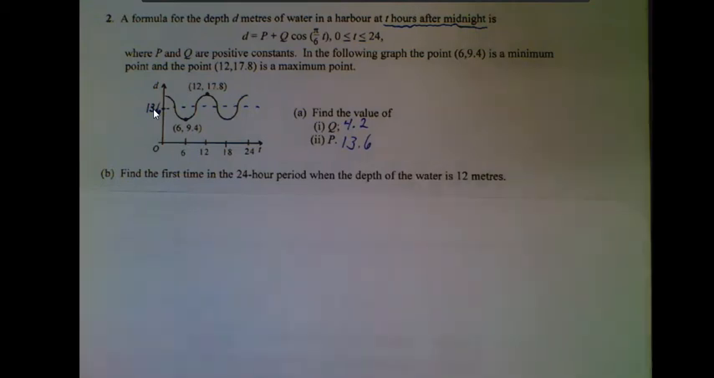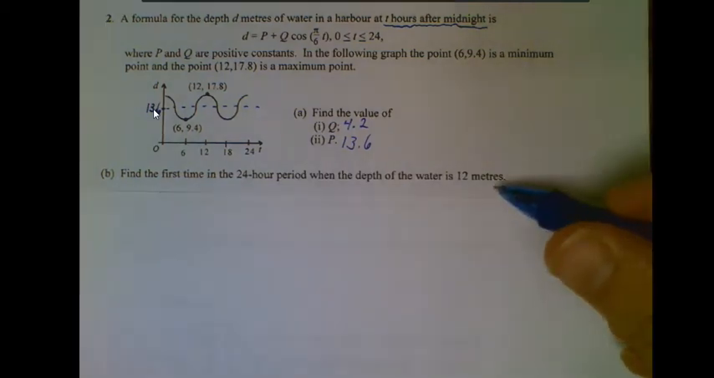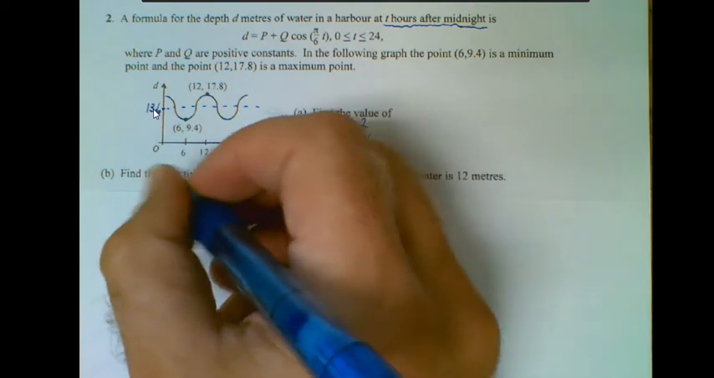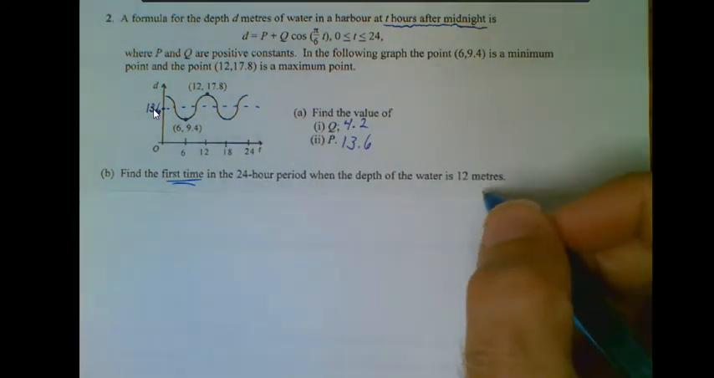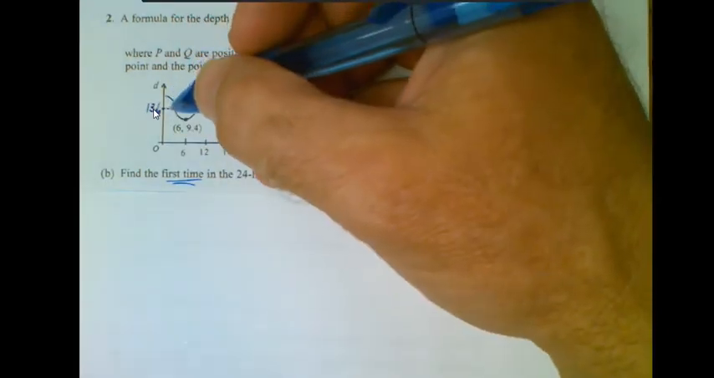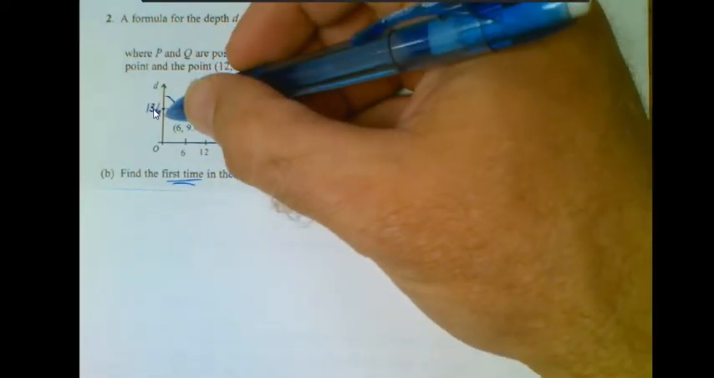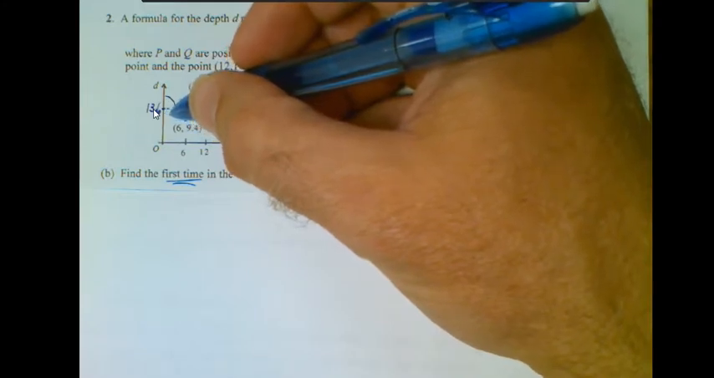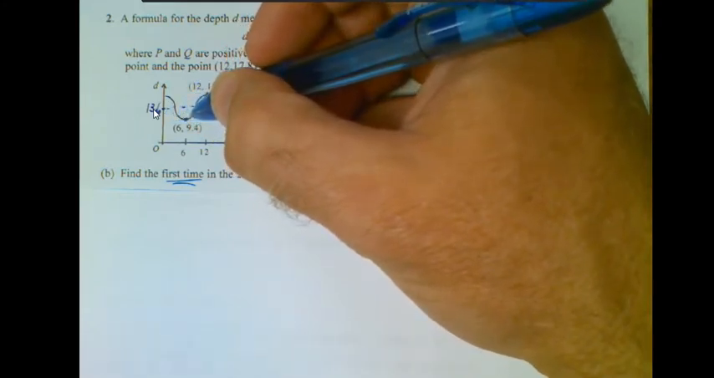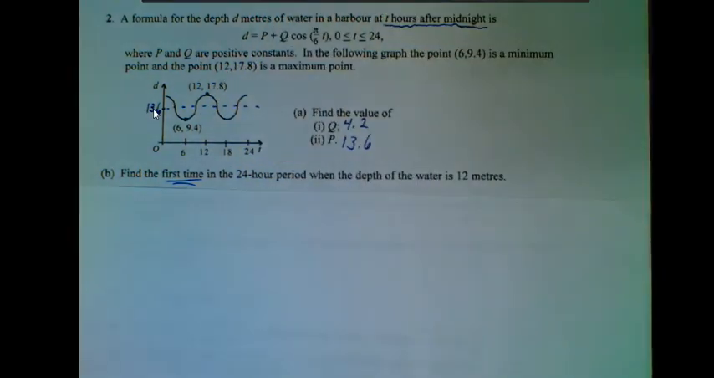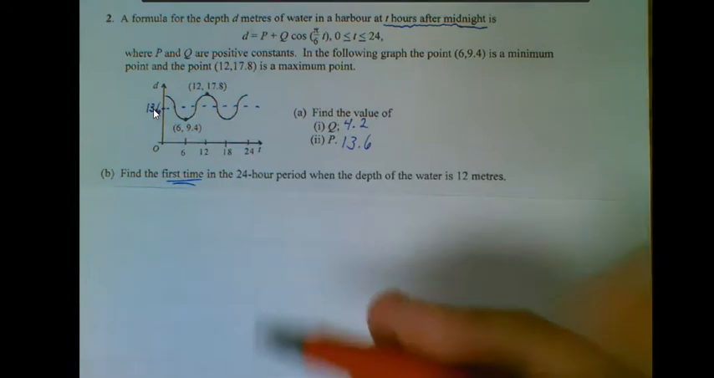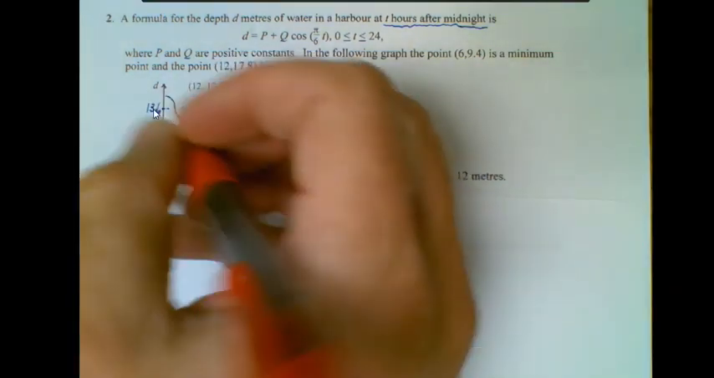Find the first time in this 24-hour period when the depth of the water is 12 meters. Notice they do say the first time simply because there are multiple times where that can occur. So where is the depth at 12? Based on this, I know 12 would be somewhere about here. It hits 12 here, hits 12 again right there, again right there, and again right there. There are 4 places on that graph within a 24-hour period where we would have hit a depth of 12. This one simply asks when is the first time that would occur.